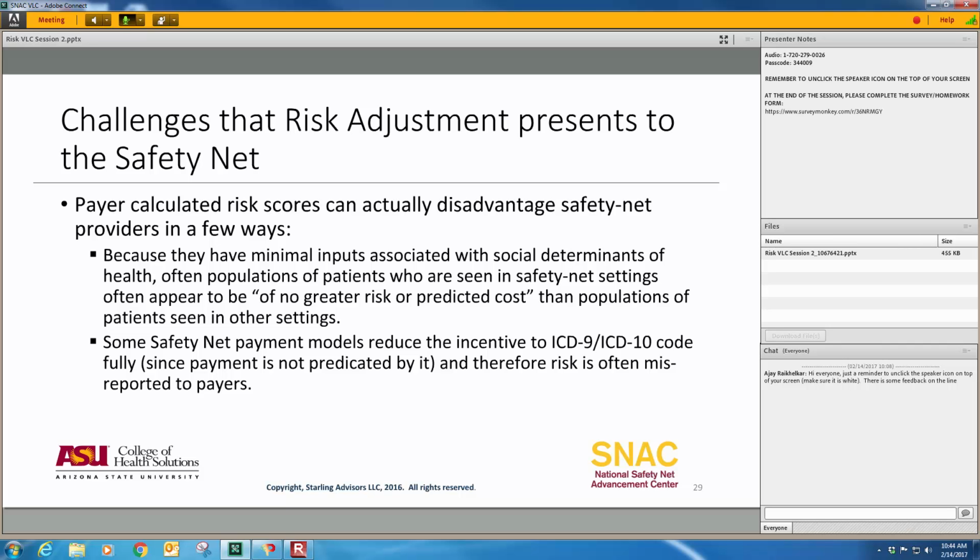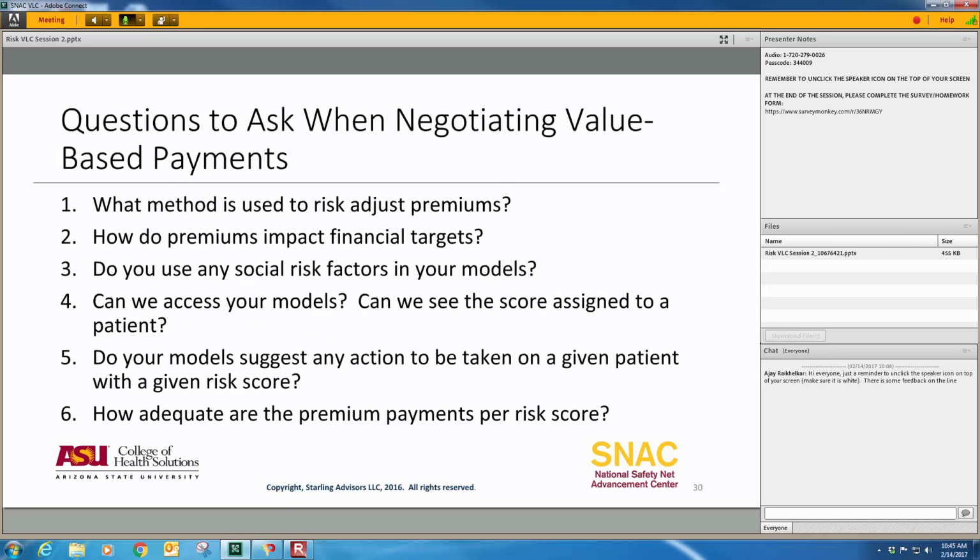So we may, to a certain extent, be disadvantaging ourselves in what may be a simplistic way to bill and get paid. We may have somewhat disadvantaged ourselves. So when you hear folks talk about the importance of really thorough ICD-10 coding, it's because those ICD-10 codes end up getting used in risk adjustment models that determine how much money is allocated for various patients.